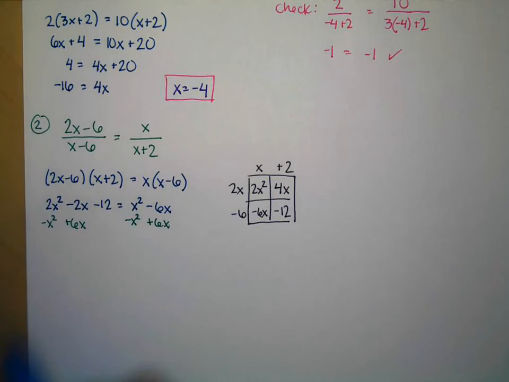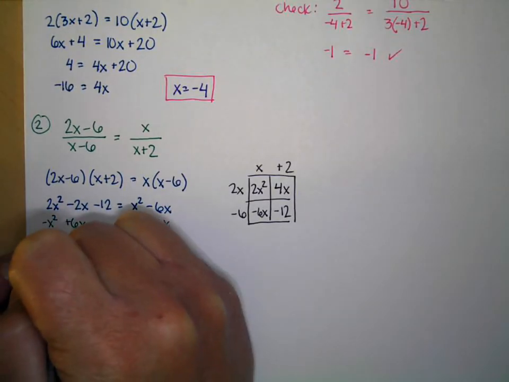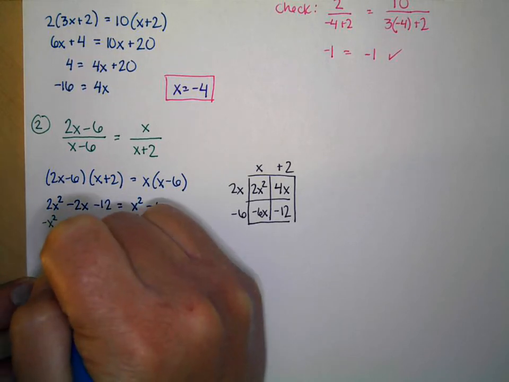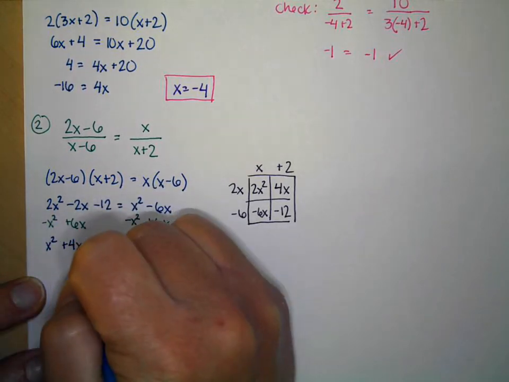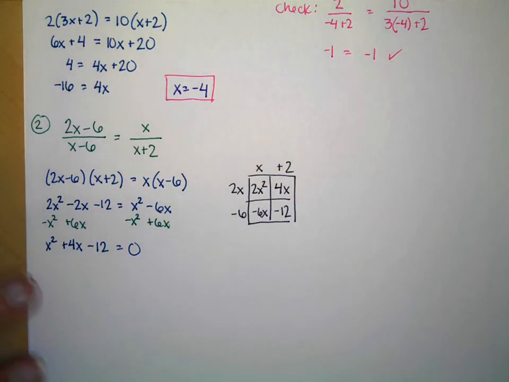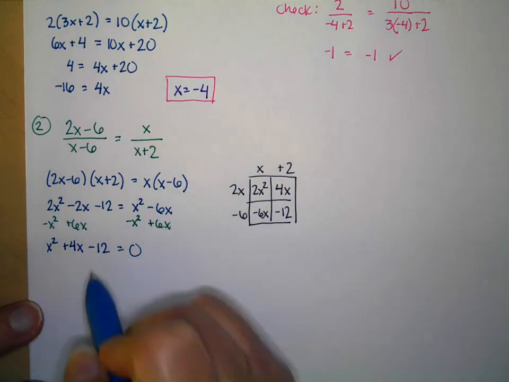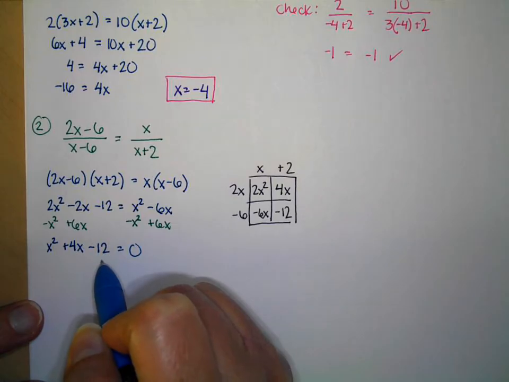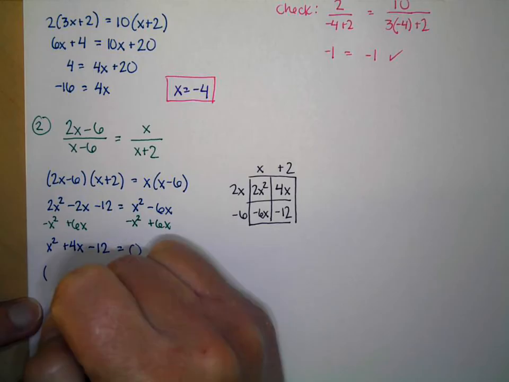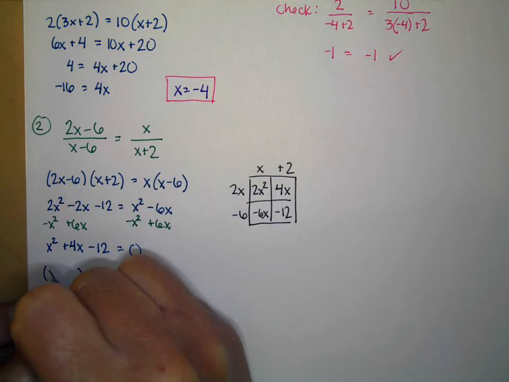So once I've subtracted this, let's see, 2x squared minus x squared is 1x squared. Negative 2x plus 6x gives us 4x. And we still have that minus 12. And on the right side, we do have 0 now. And now we can solve this by factoring. We need a pair of numbers that multiplies to give negative 12 and adds to give positive 4. What pair of numbers would do that?